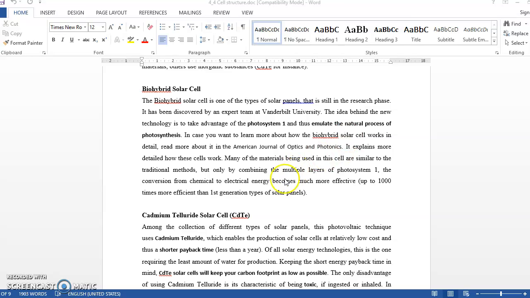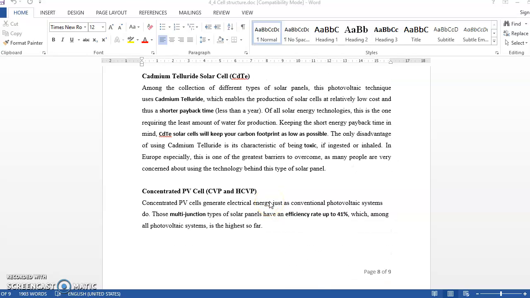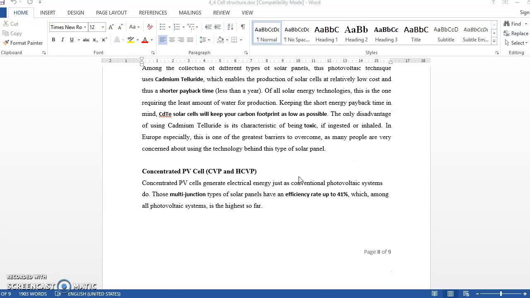Let me see the cadmium telluride solar cell. So as I said already, among the collection of different types of solar panels, this is a different type using cadmium telluride material, which enables the production of solar cells at relatively low cost and a shorter payback time, less than a year. The only disadvantage of using cadmium telluride is that it is toxic. It is toxic, so kids have to be kept away, and it should be placed outside the area of touch. Okay, access should be restricted.